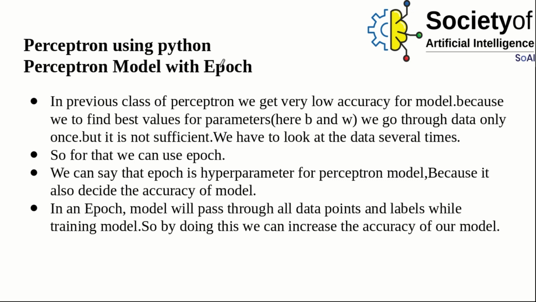This is where epochs come in handy. Here epochs is a hyperparameter for the perceptron model because it also decides the accuracy of the model. In an epoch, the model will pass through all data points and labels while training the model. So by doing this, we will increase the accuracy of our model.